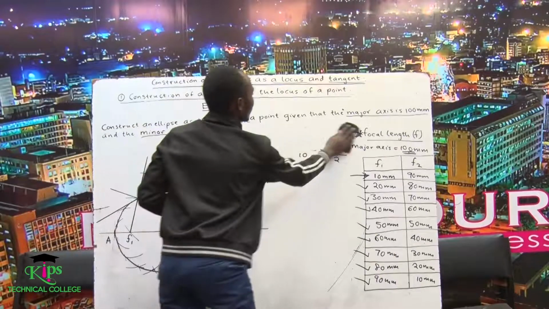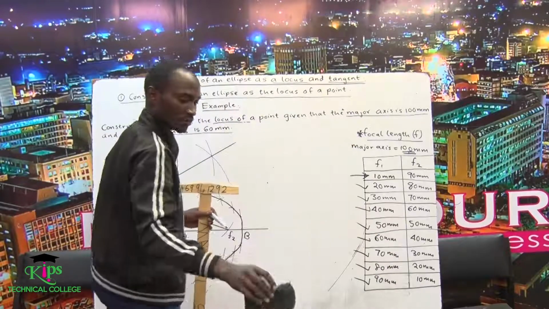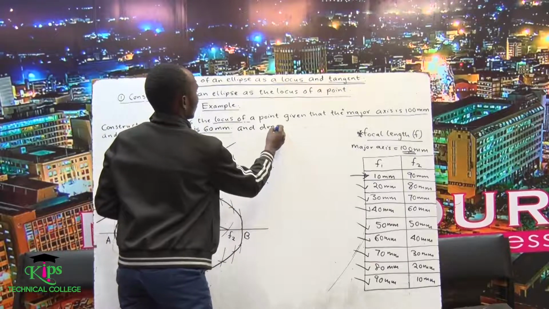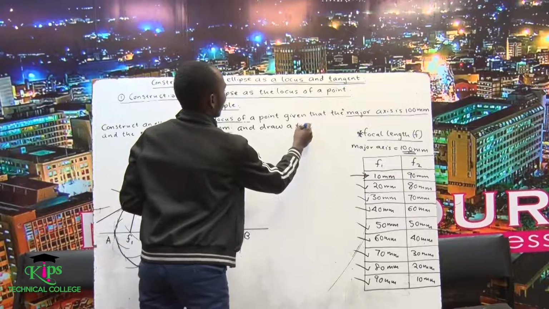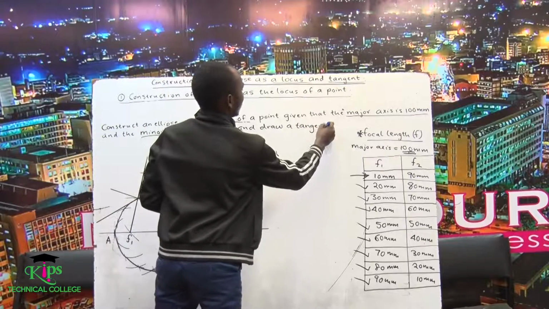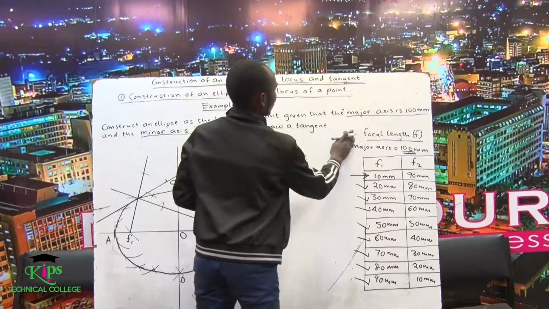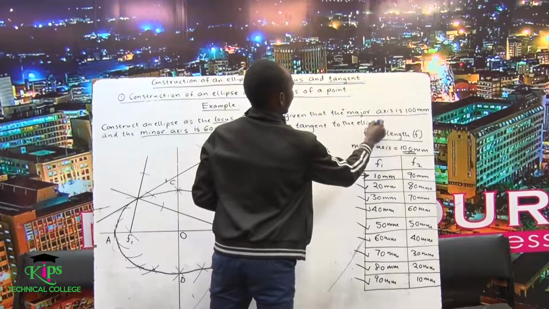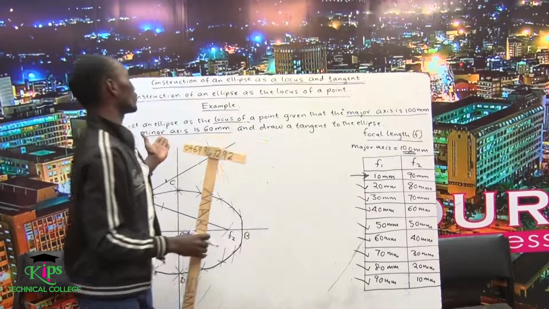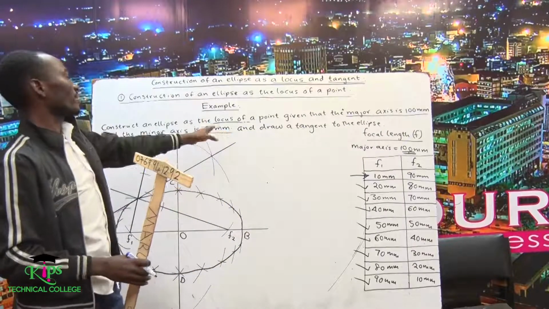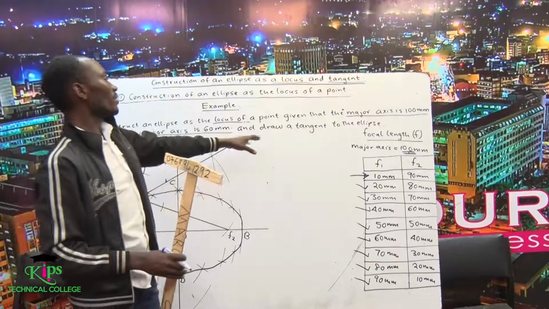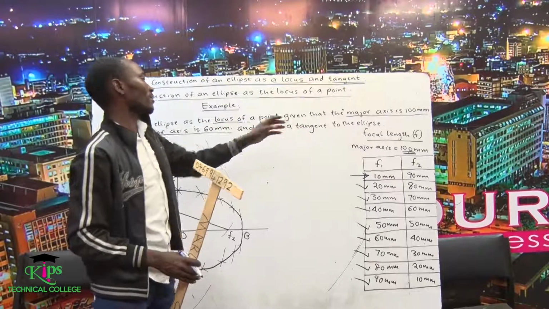So we can include this one in our question. Add draw. So if you have been told to draw a locus, the locus of a point given the major axis, then you also draw a tangent to that particular ellipse.